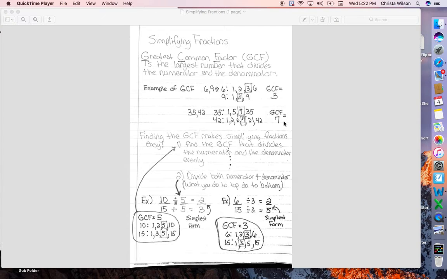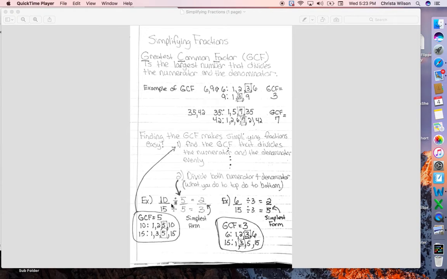So how do we apply this to simplifying fractions? Well, when you find the GCF, it makes simplifying fractions a lot easier. You find the GCF of both the numerator and the denominator. Then you divide both the numerator and the denominator by the GCF, okay? The greatest common factor. Because remember, what we do to the top of a fraction, we have to do to the bottom of the fraction to create that equivalent fraction in its simplest form.